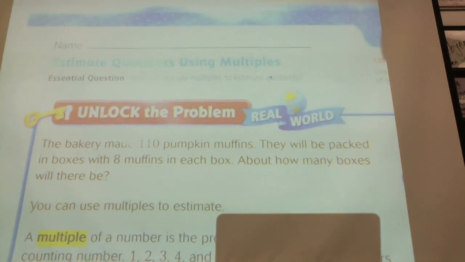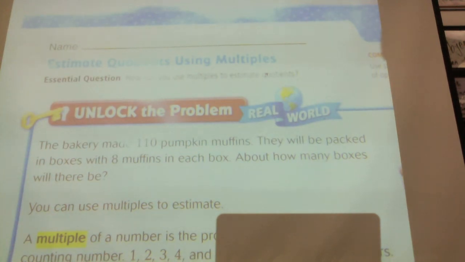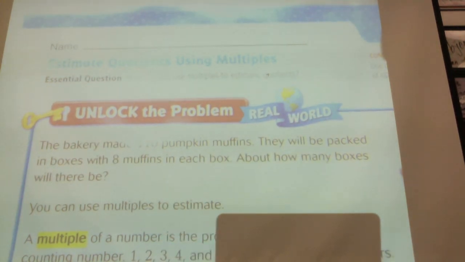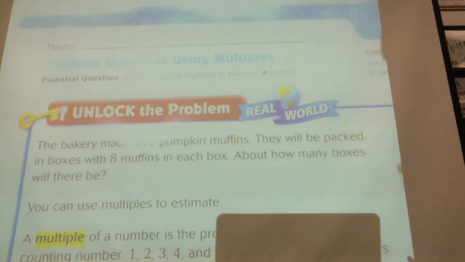So, a multiple is a number. Here's a little definition. A multiple is the product of a number and a counting number. What it means is, the product means what usually? An answer, right? The answer when you do what? When you multiply. So the answer is the answer when you multiply, and it's telling you counting numbers by 1.